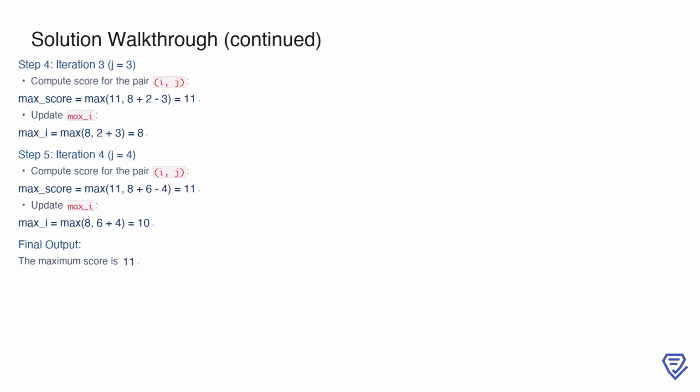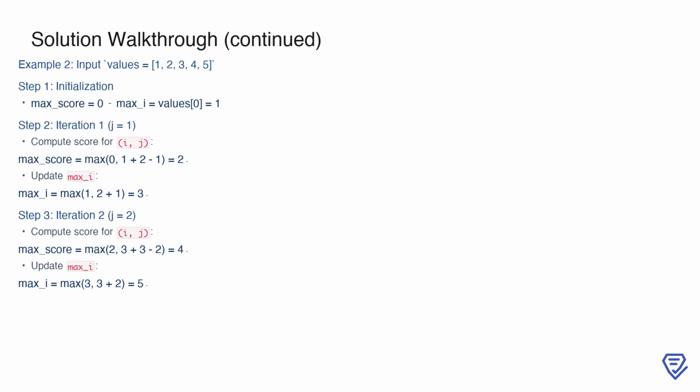In the fourth and final iteration, where j equals 4, we compute the score as max_score = max(11, 8 + 6 - 4), which again evaluates to 11. Here, max_score remains unchanged as no higher value is found. Finally, we update max_i to max(8, 6 + 4), which results in a new max_i value of 10. At the conclusion of these iterations, the maximum score we found is 11.